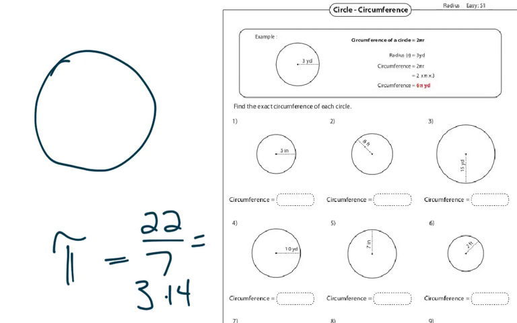And it's only used with circles. So don't use pi with triangles or with rectangles or parallelograms or anything like that. You're only going to use pi when you're dealing with circles.